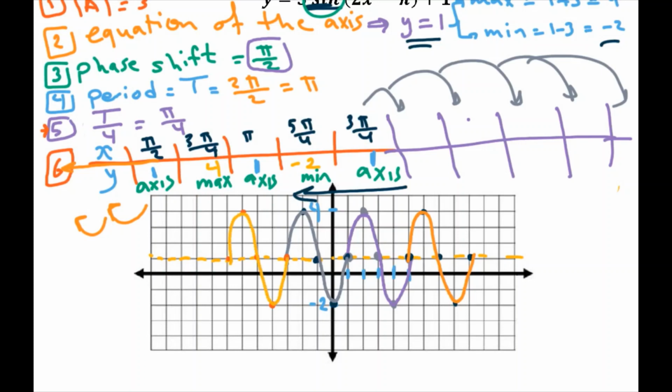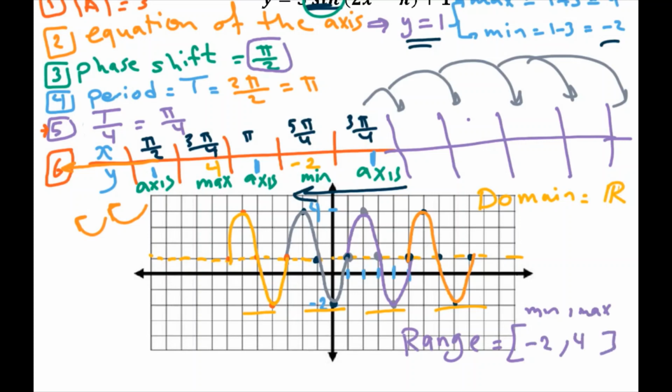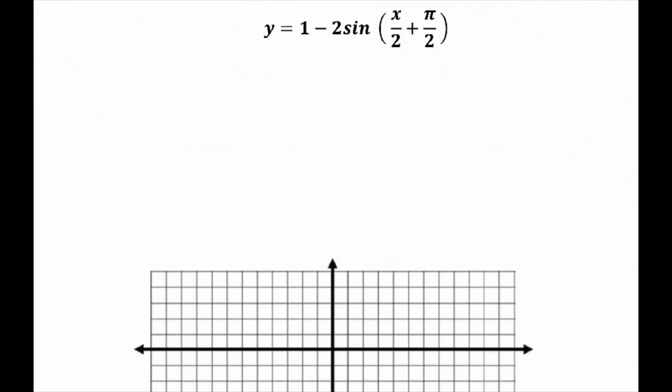So here we draw how many patterns? 1, 2, 3, 4. We draw 4 periods. Let's talk about the domain. The domain, we know it's all real numbers for any periodic function, sine and cosine. I'm talking about sine and cosine here. And what about the range? The range is going to be the minimum, comma max. So minimum was -2, maximum is 4. So the period was between this and this point.